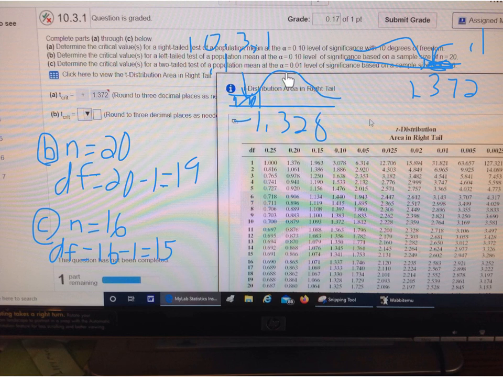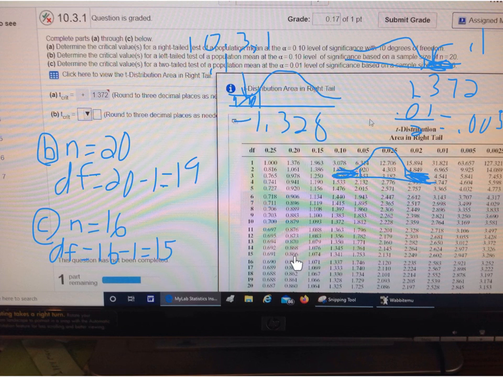Well, we're being told that alpha is 0.01, and since it's a two-tailed test, that means it's going to be split in both tails. Half of it's going to be in one tail, and half of it's going to be in the other tail. So we actually have to take 0.01 and take half of that, and 0.005 will be what we need to use for alpha. So we need to come all the way over here to 0.005. That's how much is in each tail. And then we cross that with 15 degrees of freedom.